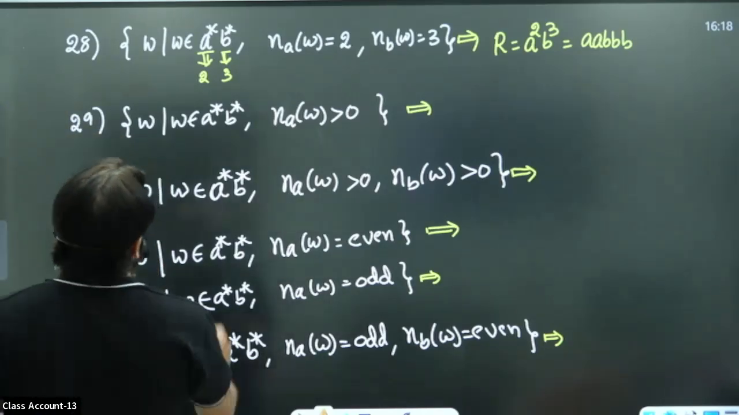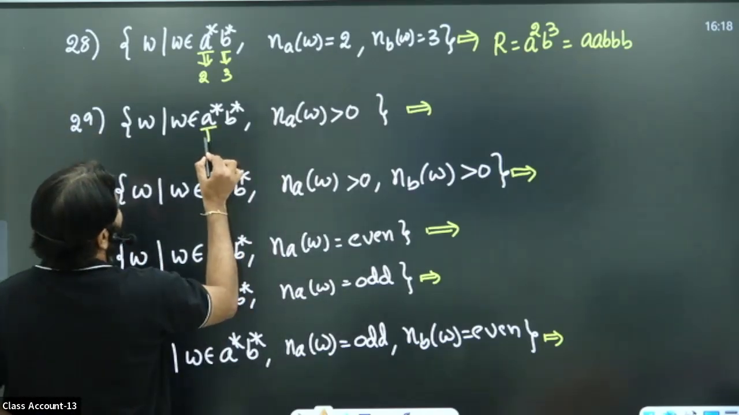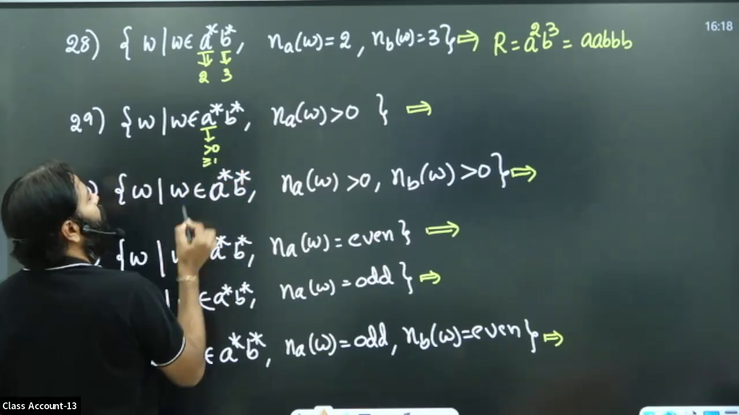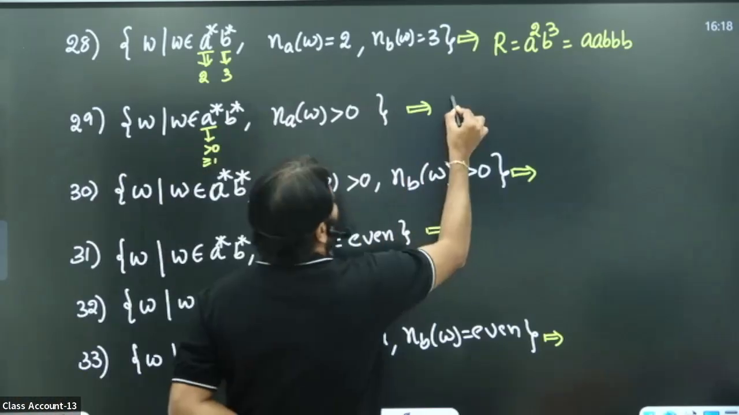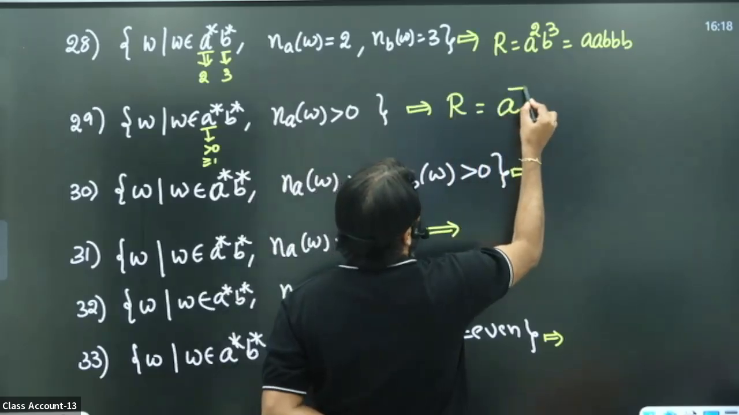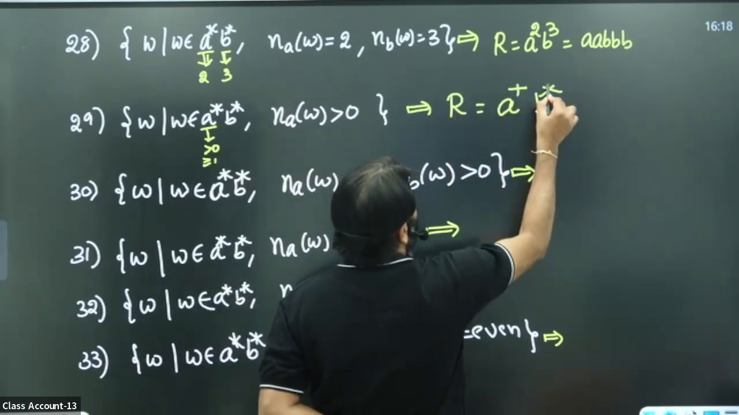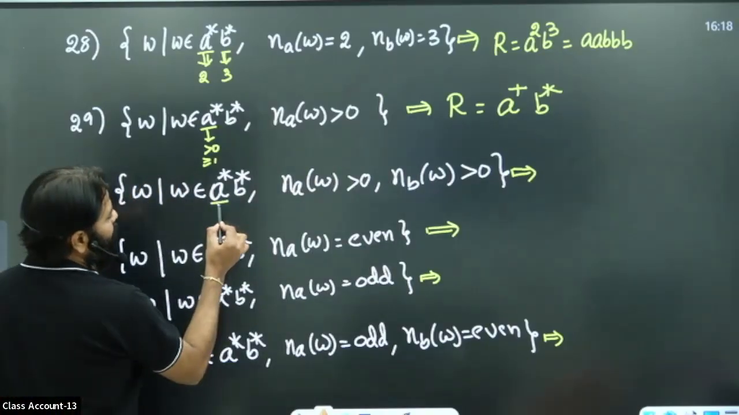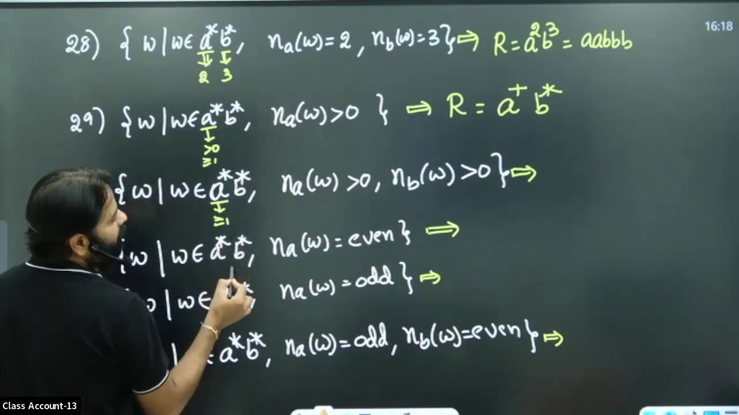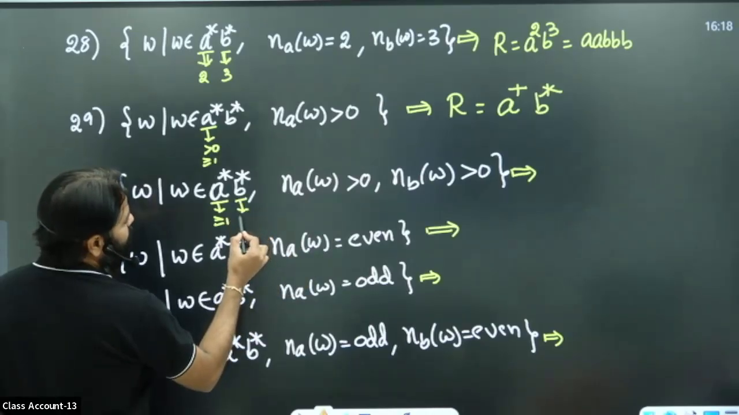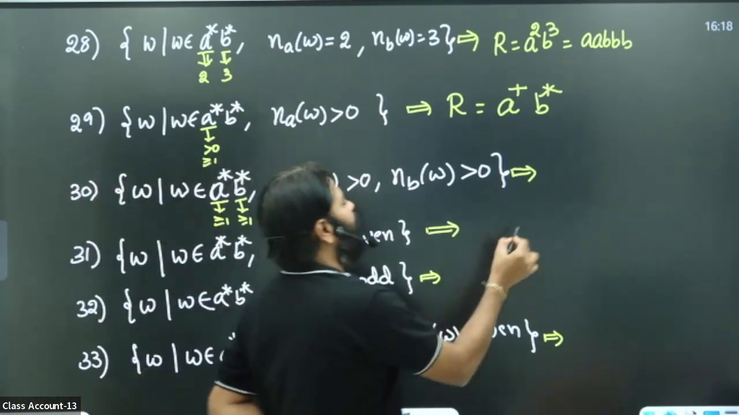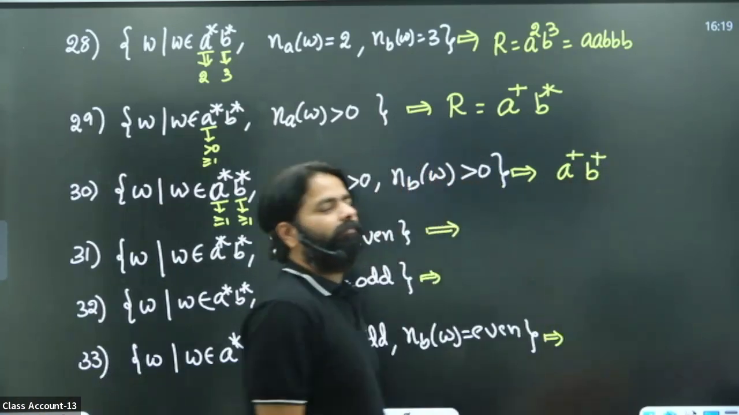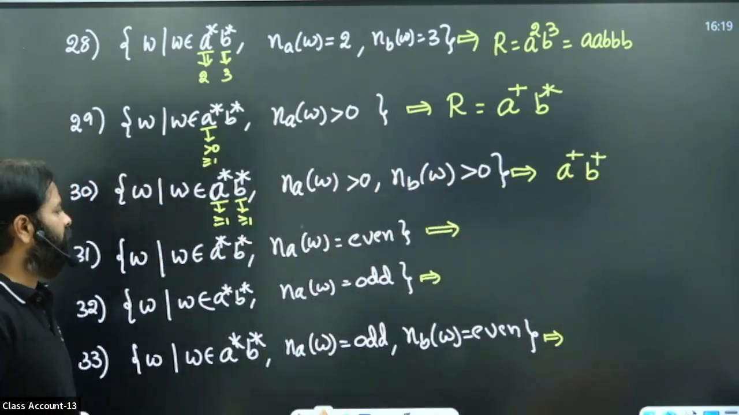If you have many strings, you should use operators. Now for A's and B's, we don't have a condition. A's must be greater than 0, which means greater than or equal to 1, at least one A should be there. That is A plus. B, we don't have a condition, so B star. Now A's must be greater than 0 and B's must be greater than 0, so at least 1 each. A's at least 1 means plus. B's at least 1 means plus. Cleanly, plus you should use.